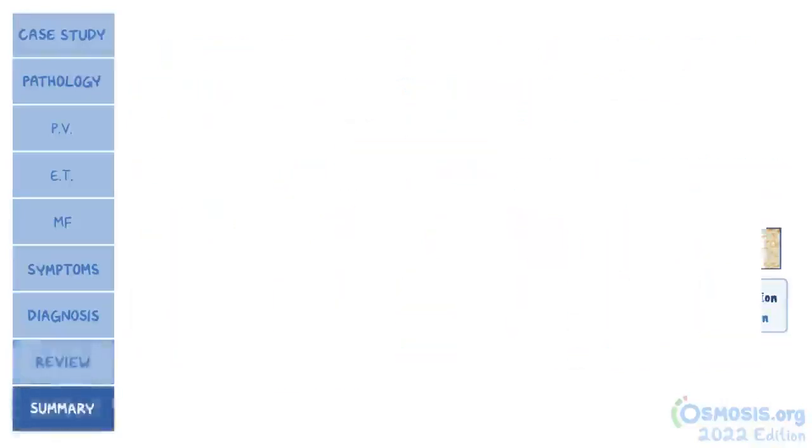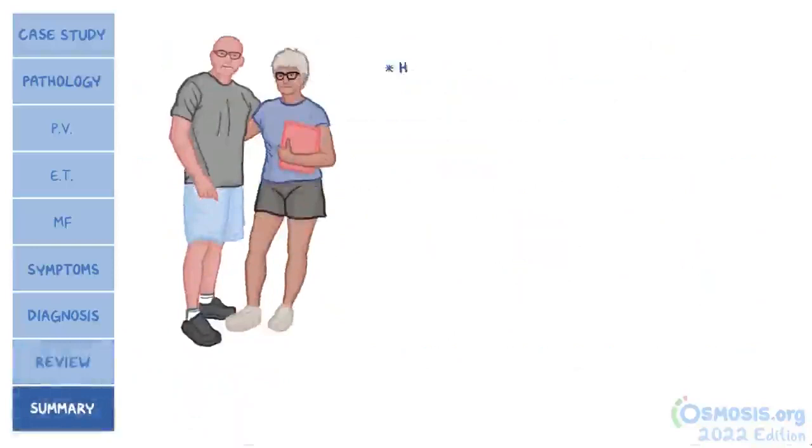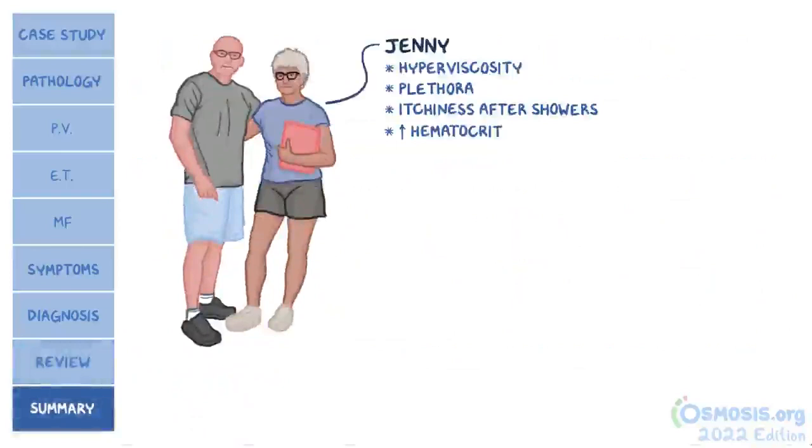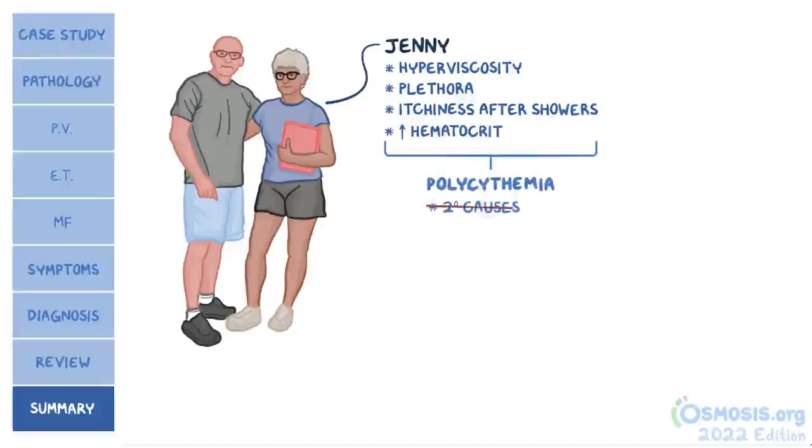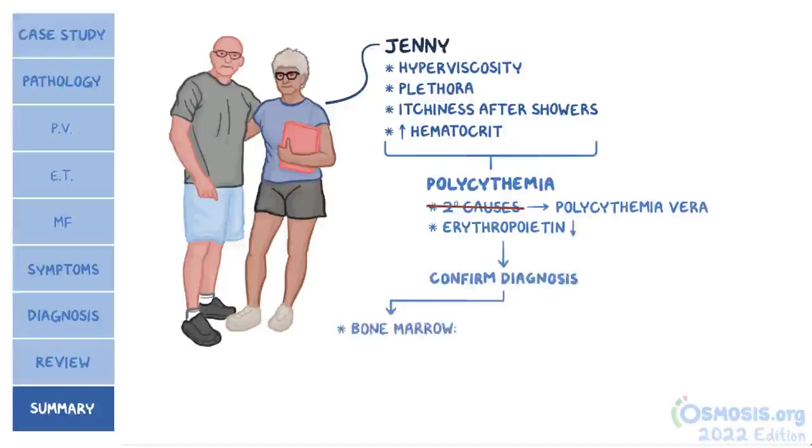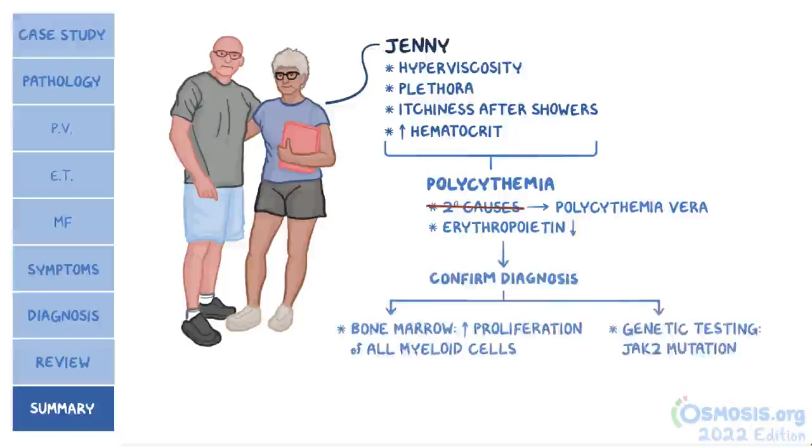Now, back to the patients. Due to her symptoms of hyperviscosity, plethora, itchiness after showers, and the increased hematocrit, Jenny most probably has polycythemia vera. Secondary causes must be excluded in order to consider polycythemia vera, and erythropoietin levels will be low. To confirm the diagnosis, a bone marrow biopsy showing increased proliferation of all myeloid cells or genetic testing for JAK2 mutation must be done.